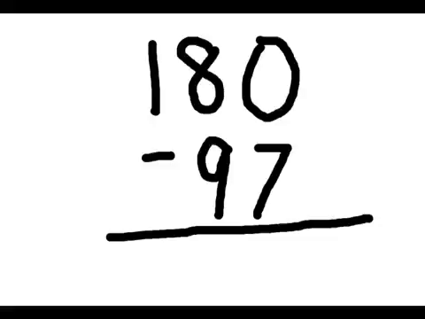Then I subtracted 97 from 180. First I borrowed because there's a 0, and I got 10. And 10 minus 7 is 3. And then I took away the 8 and turned it into a 7, but now it needs to borrow. So I took away the 1, turned that into 0, got 17. 17 minus 9 is 8, and the answer is 83.